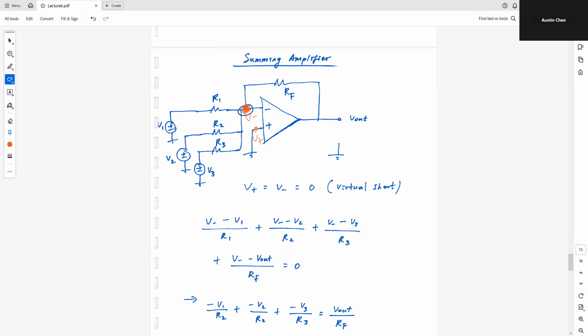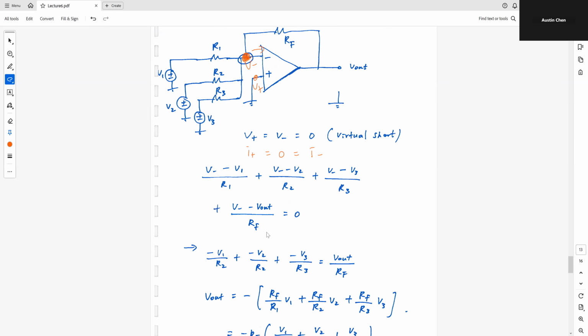So V minus V1 divided by R1 plus V minus V2 divided by R2 plus V minus V3 divided by R3, plus V minus V out divided by RF. So I have 4 terms here. And of course, we can also say something about this branch. So I can say I plus is equal to 0 is equal to I minus. All right, so I have all these terms, and they sum to 0.